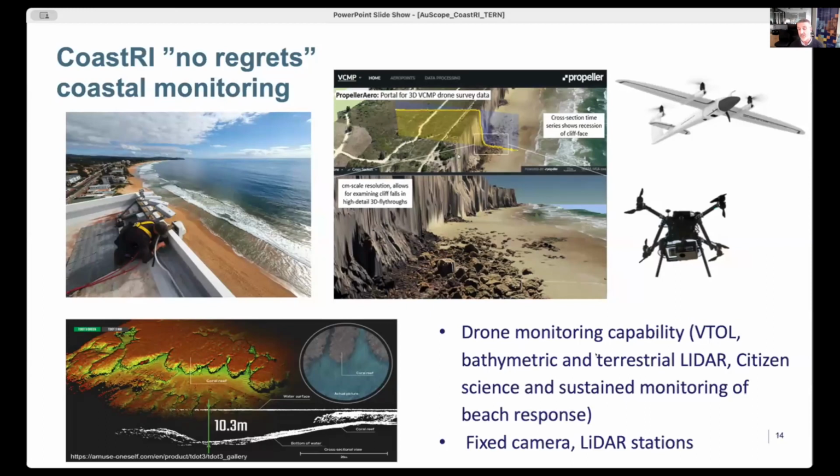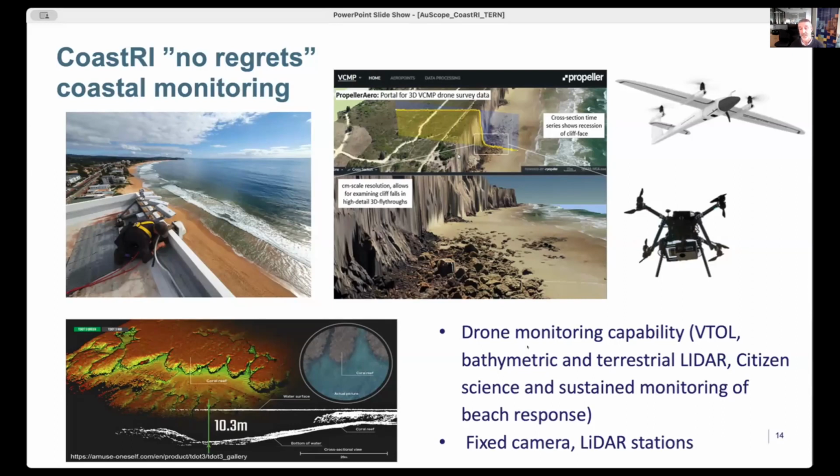We also have supported a large citizen science project that Dan has been involved in running for a number of years, which the VCMP data up in the top right there is developed from. And so these are these ongoing regular monitoring surveys of coastal regions, currently in Victoria, but we're going to expand that to a national program where citizens learn how to fly DJI drones, collect data regularly and upload that into a data repository that provides data about volumetric change in these coastal environments.